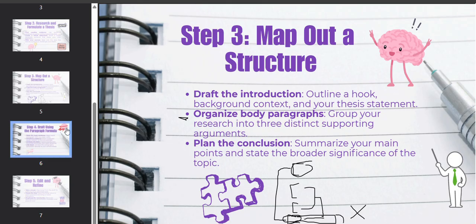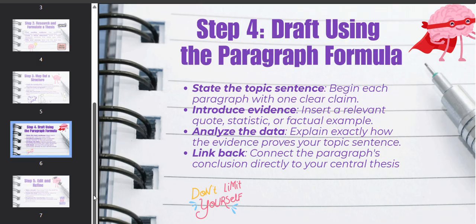Then we have step 4, which is draft using a paragraph formula. State the topic sentence, begin each paragraph with a clear claim. Introduce your evidence, insert a relevant quote, statistics or factual examples, analyze the data, explain exactly how the evidence provides your topic, and then link back, connect the paragraph's conclusion directly to your central thesis.